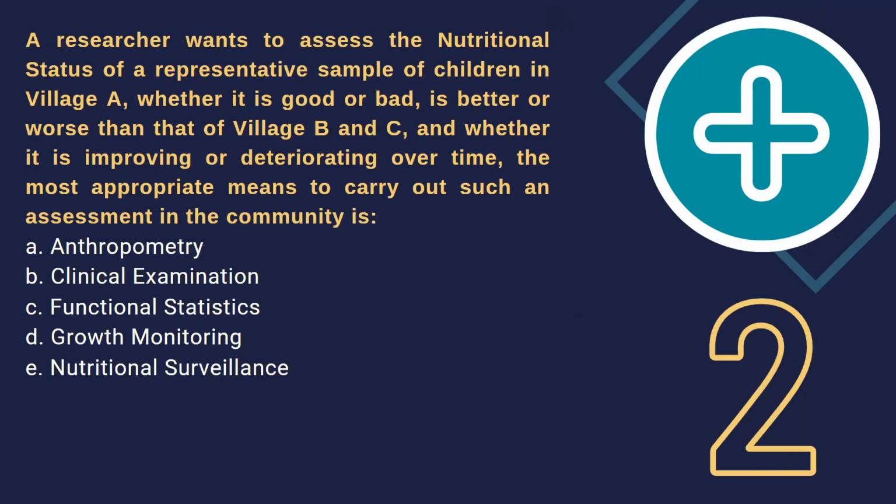A researcher wants to assess the nutritional status of a representative sample of children in village A, whether it is good or bad, is better or worse than that of village B and C, and whether it is improving or deteriorating over time. The most appropriate means to carry out such an assessment in the community is A. Anthropometry, B. Clinical examination, C. Functional statistics, D. Growth monitoring, and E. Nutritional surveillance. The answer is E. Nutritional surveillance, because 2 communities, 2 different villages are compared. So nutritional surveillance is used in this.